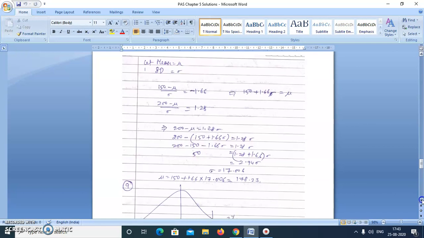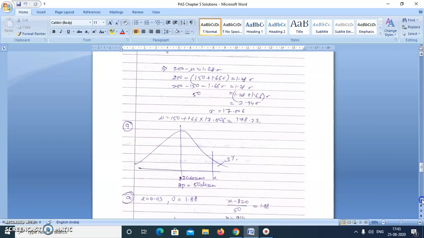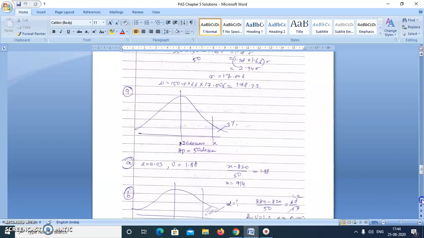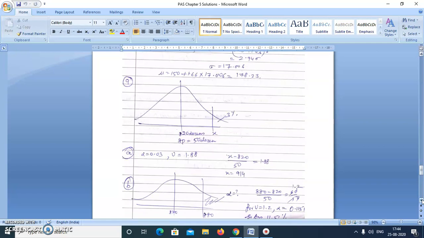So when we draw this normal distribution curve, what they are asking is this x value at 3%. 97% means 100 minus 97 is 3%. So we need this x value at 3%. So here we are given alpha is equal to 0.03. For this we can see the normal distribution table and find the u, which is 1.88, and we know the mean and we know the standard deviation. So we'll calculate the x value, x minus mu upon sigma is equal to 1.88, and we'll calculate the value of x, which is 914.